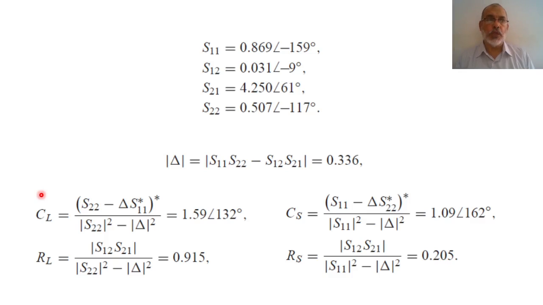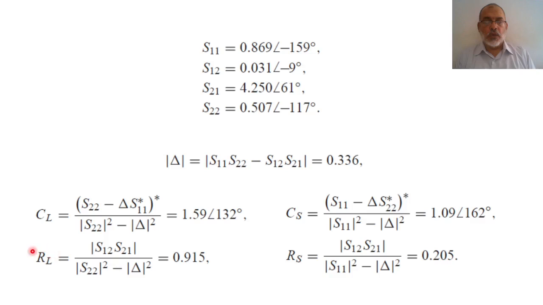which corresponds to gamma input equal to unity, is S22 minus delta S11 conjugate, all of them conjugate, over the magnitude of S22 squared minus delta squared. We have already calculated delta. So according to the S parameters and the value of delta, we determine the center of the load circle at the point 1.59 with an angle of 132 degrees.